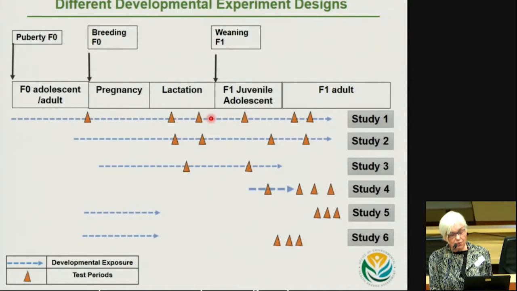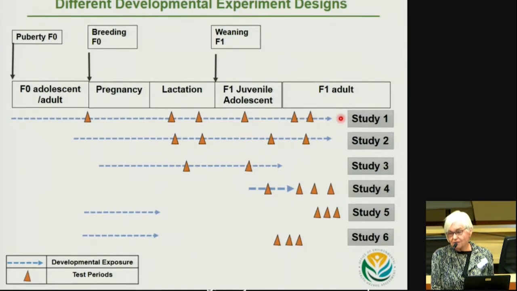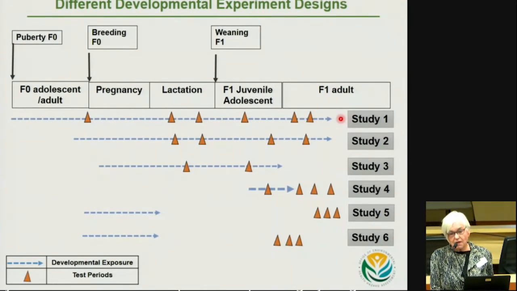And when the little ones were weaned, they continued to be exposed through juvenile and adolescent development and up through young adulthood. You might ask yourself why anyone would do such a long exposure period. For those of us who are tox regulatory people, this is basically a lifetime study with an in utero component and a behavioral add-on that terminates a little bit early. So it's a common study design in toxicology.